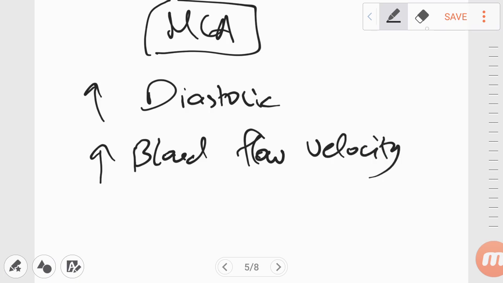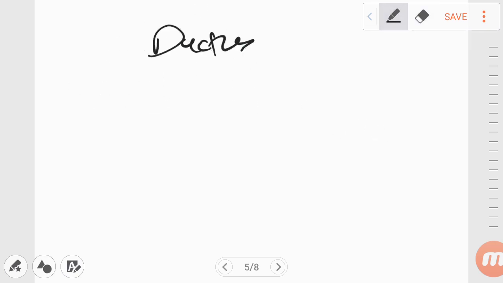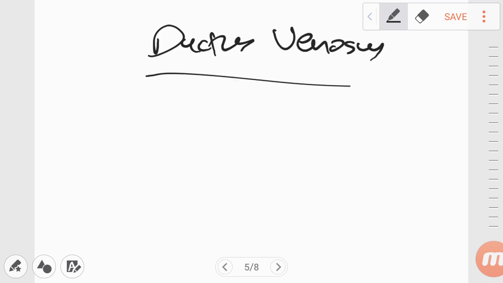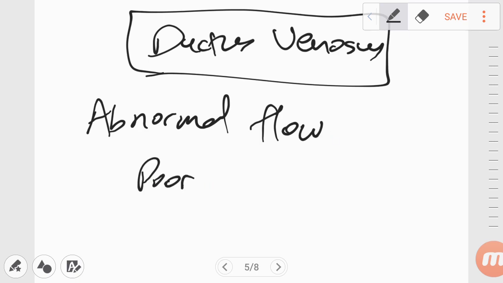Right. Another vessel that we check is the ductus venosus. This vessel is actually carrying oxygenated blood from the placenta to the heart. Right. So we also use it to evaluate IUGR, and abnormal flow through this indicates that the child is clearly not receiving enough oxygen, and this also indicates to us a very poor prognosis for the fetus.